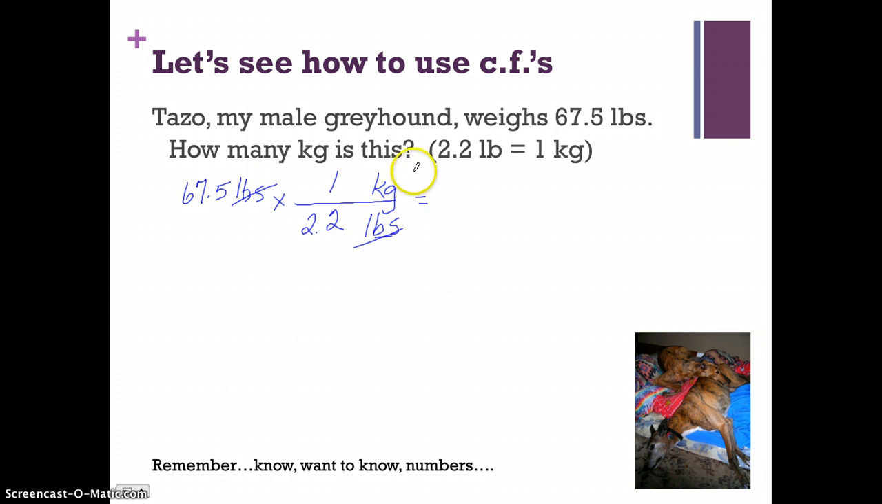The math here involves simply multiplying 67.5 times 1 and dividing by 2.2. All right, now you really don't have to multiply by that 1, but if there's another number there, I'm just saying that you would have to take that into consideration. So 67.5 times 1 divided by 2.2. And that's going to give us an answer of 30.68, lots of numbers. And we're going to just call that 30.7 kilograms. So Tazo weighs 30.7 kilograms.